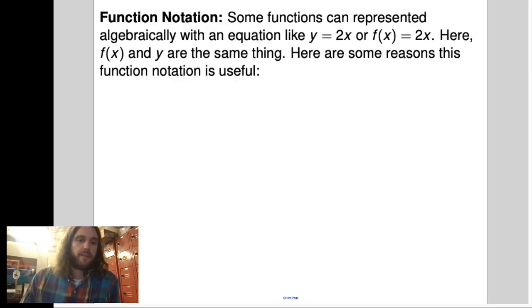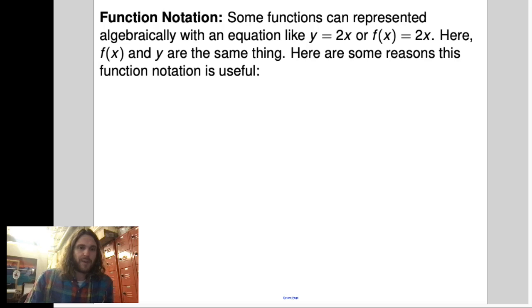Okay, next thing is function notation. On the fringe case that we have a relation that can be expressed with an equation, oftentimes we use function notation to indicate that it is indeed a function. So what are some reasons that we do this?